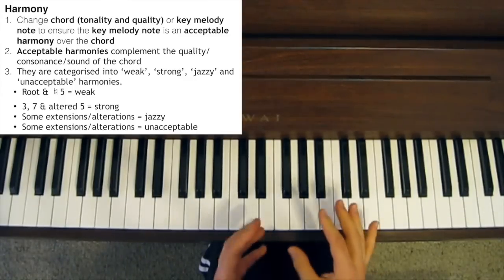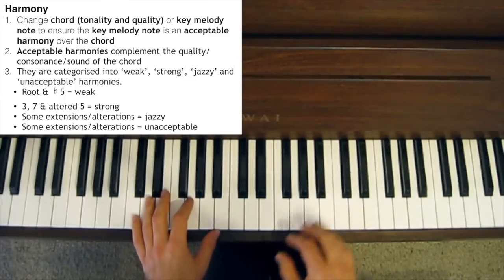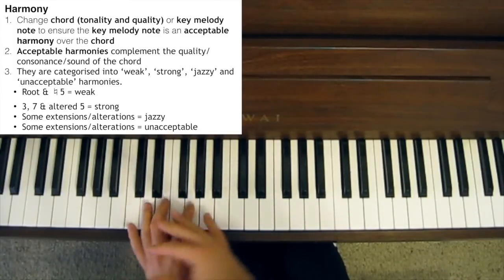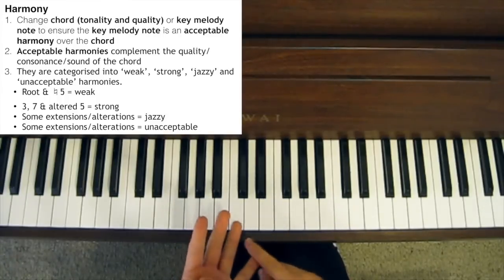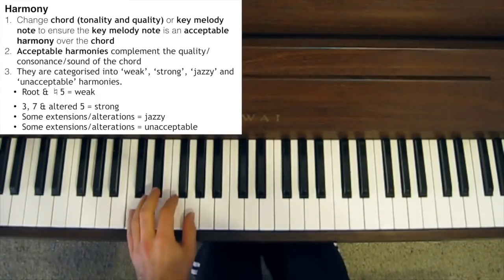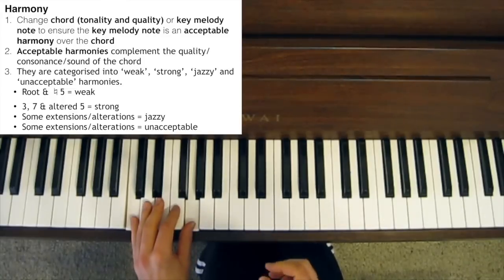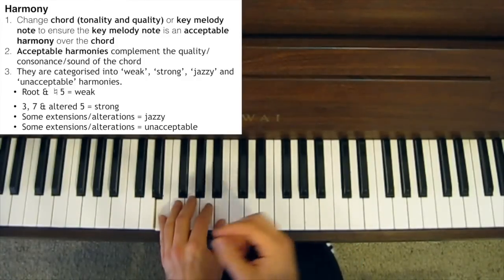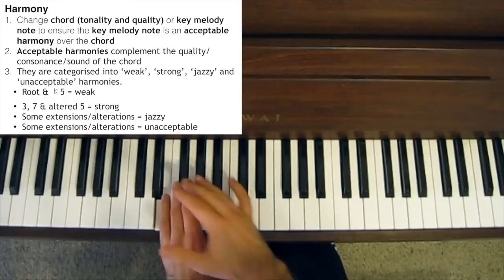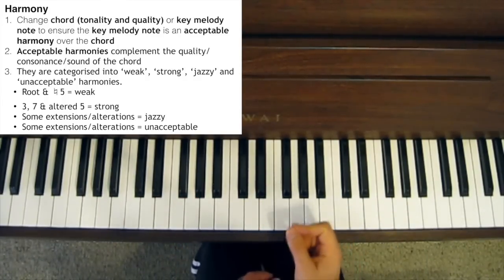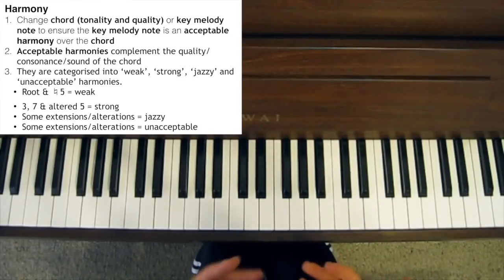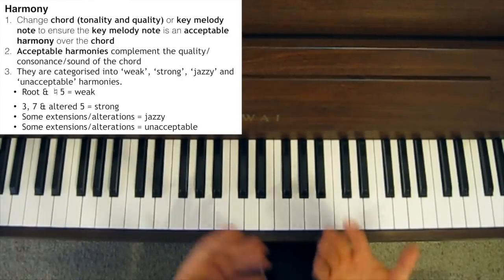So I've essentially categorized all 12 notes over a particular chord as creating either a weak, a strong, a jazzy, or an unacceptable harmony. So the root and the natural fifth are always considered weak harmonies because they don't contribute anything to the quality of the chord. The third, the seventh, and any altered fifth, that is a flat 5 or a sharp 5, are considered a strong harmony because they determine the quality of the chord, again, whether it's major, minor, dominant, or so on.